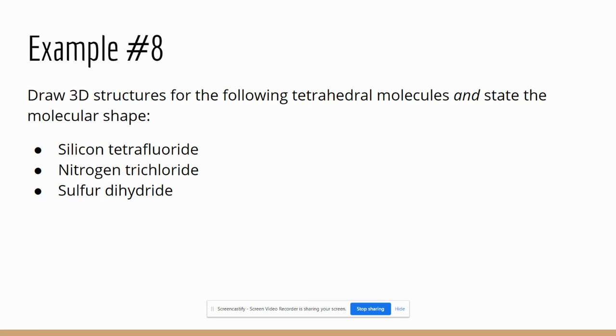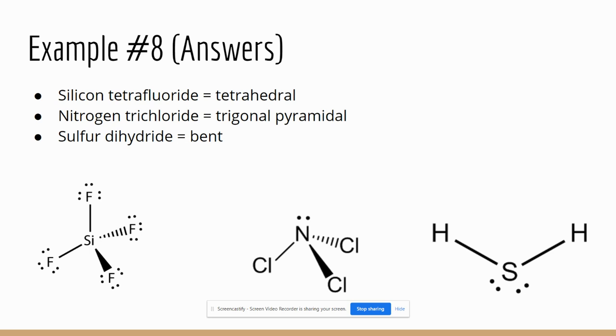Pause here. All right, I will put the answers on the next slide. So the one on the left, silicon tetrafluoride, that is tetrahedral. The one in the middle, trigonal pyramidal, and the one on the right is bent.